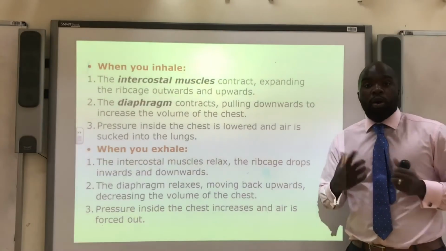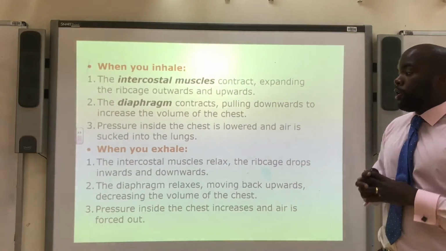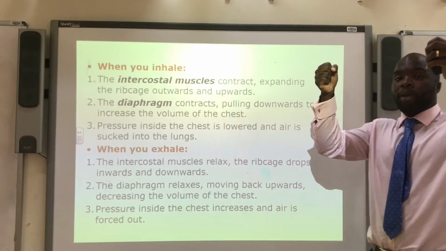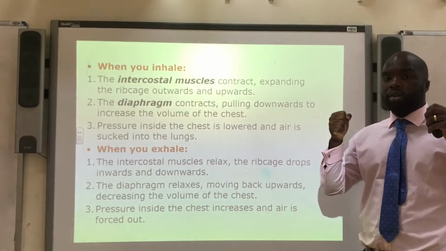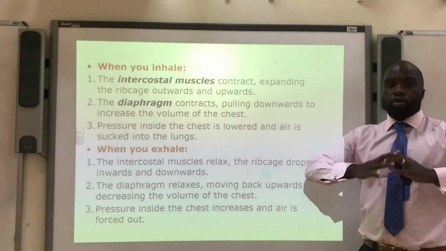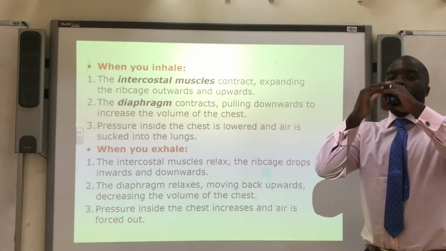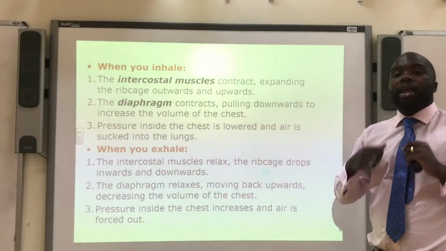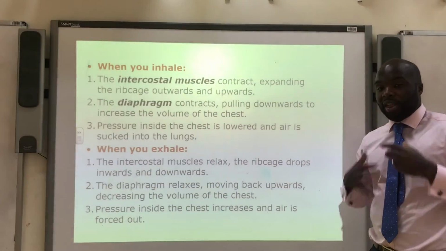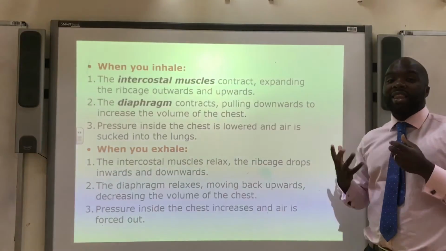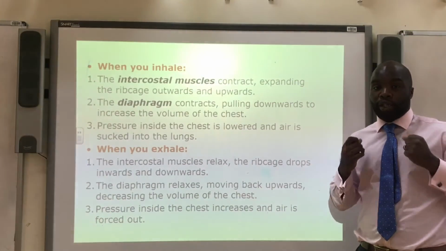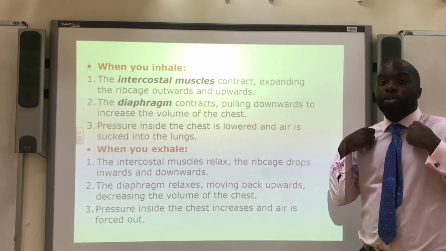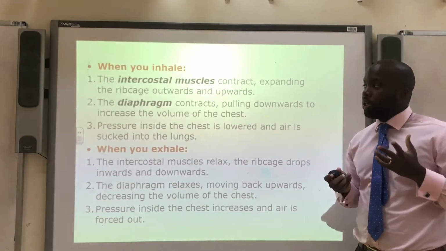Now when we exhale, we're looking at the opposite of inhalation. So the intercostal muscles now relax. So they move the rib cage down and inwards. And our diaphragm also relaxes and it returns to its dome shape. Now as you can see by what I just did, this causes a decrease in the volume of the chest, and therefore there's now a higher pressure inside than outside. And therefore, that causes air to rush out due to the pressure changes.